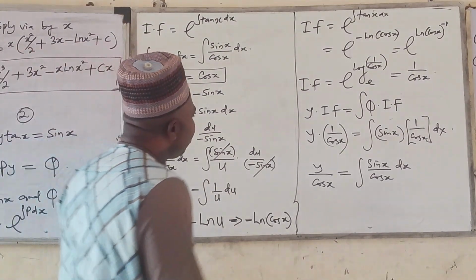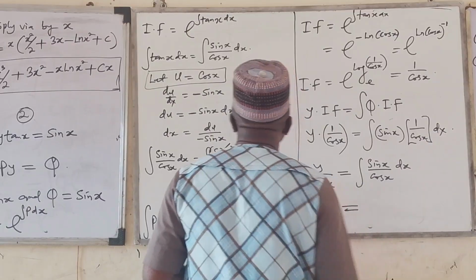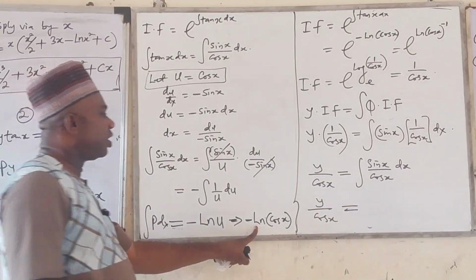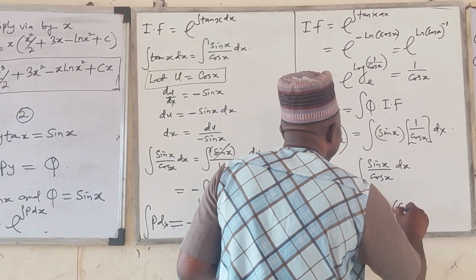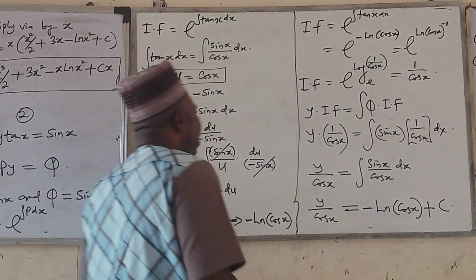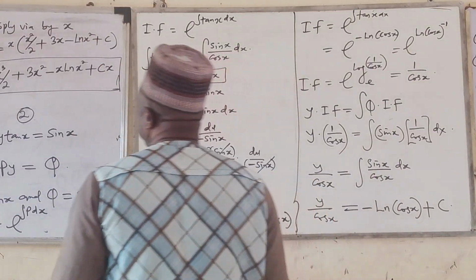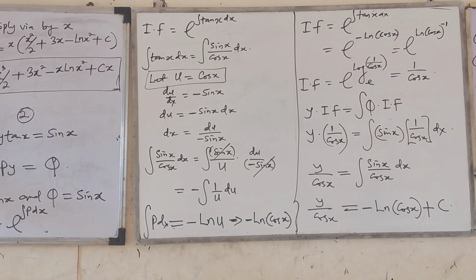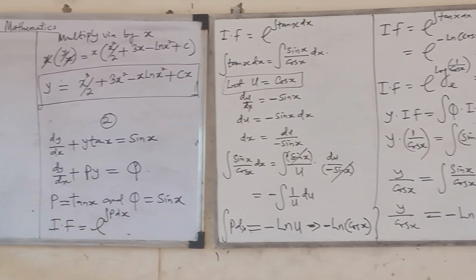Now, in this case, y all over cos x will be equal to, remember, we already have the integral of sine x all over cos x to be minus ln cos x. So here we have minus ln cos x plus the value of c. Now in this case, let's multiply through by cos x.